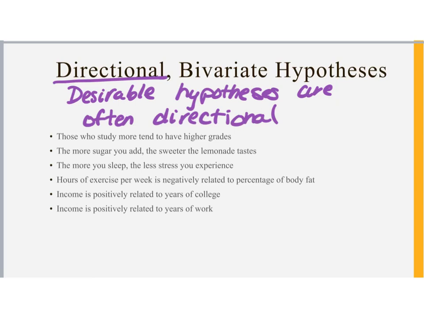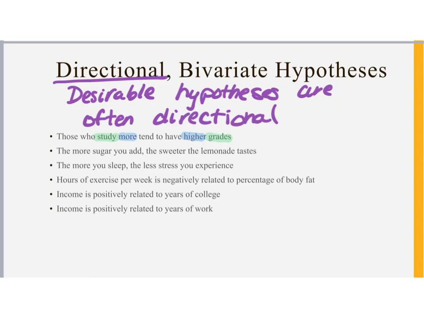Let's take a look at a few examples here. First, let's identify the variables in the statement, then we'll look for whether it's directional. The first statement says, those who study more tend to have higher grades. Think for a minute about what the two variables are here. The first variable is studying or time spent studying, and the second variable is grades. Now let's look for whether there's any indication of direction in this statement. Well, it says that those who study more tend to have higher grades. So I've got more with higher.